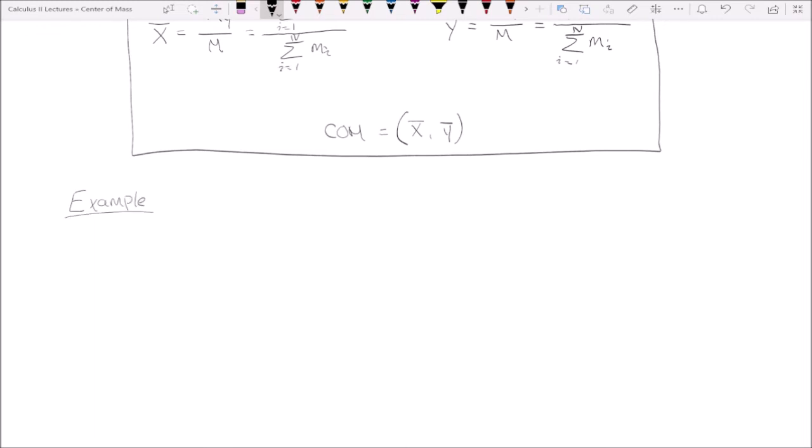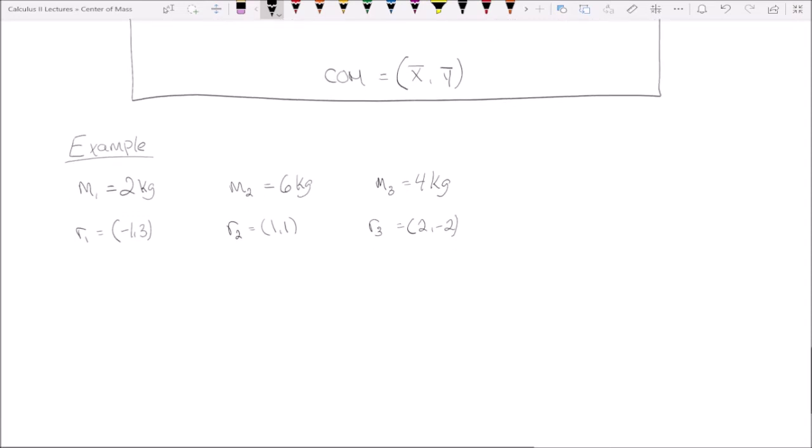And so say M1 is 2 kilograms, M2 is 6 kilograms, M3 is 4 kilograms. These are our 3-point masses. I'm going to call R1 the point where the first mass is located, so that's at negative 1, 3. Let's say R2 is at 1, 1, and then M3 is at 2, negative 2. We want to find the center of mass.